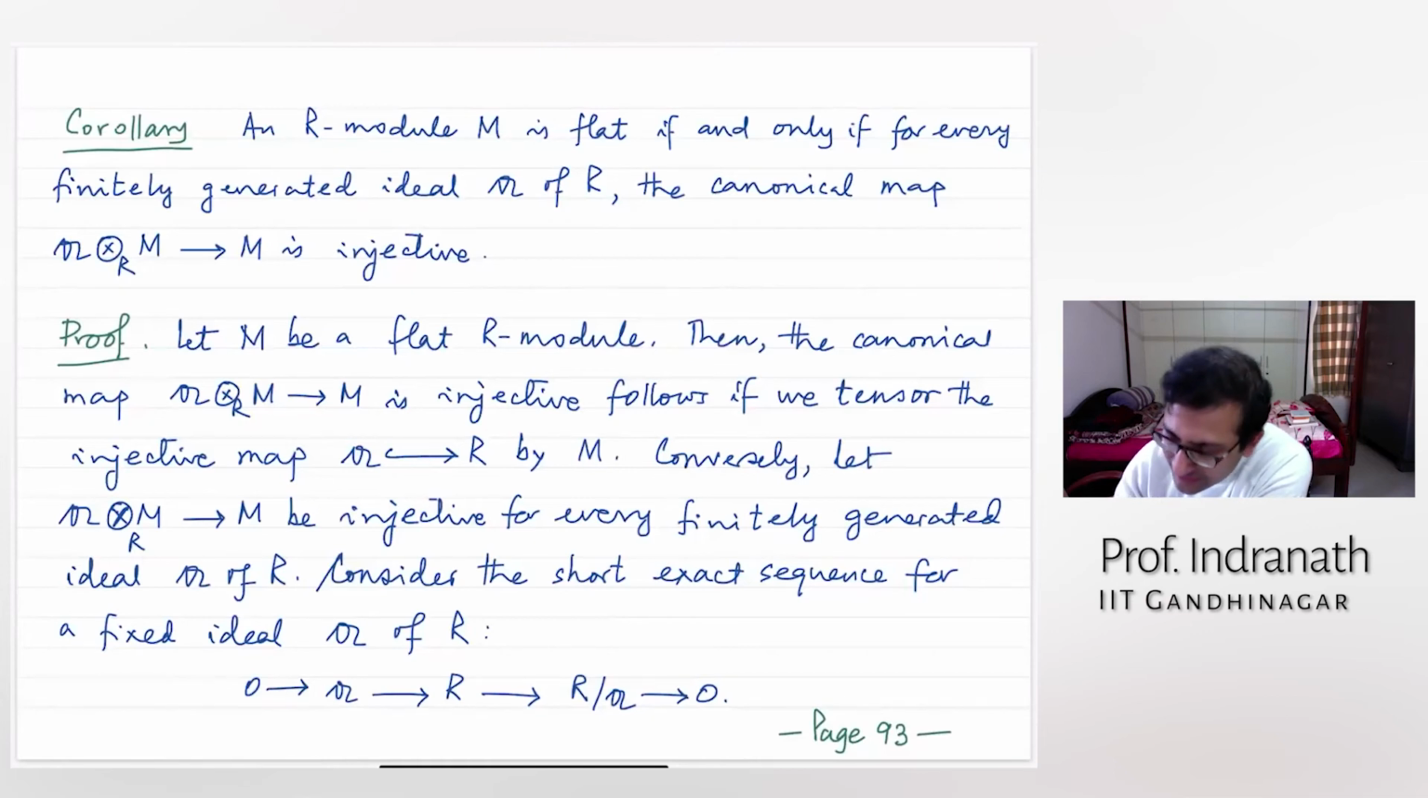The corollary is the following: an R module M is flat if and only if for every finitely generated ideal A, the canonical map A tensor M to M is injective. Now, using this is out of the question. At least then you have to prove this corollary separately. That's a different thing. If you prove it separately, maybe yes.